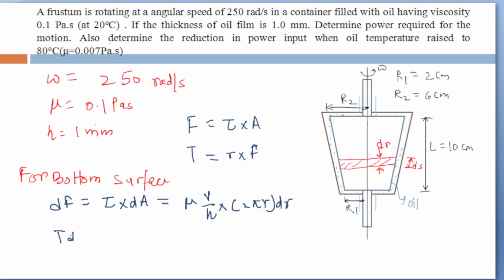So the torque dT is r into dF. If we substitute the values, this is mu into v by h into r, and v can be written as the tangential velocity, which is r into omega, into 2 pi r into dr. So again, the torque acting on this element, dT, is 2 pi mu omega by h into r cube into dr.